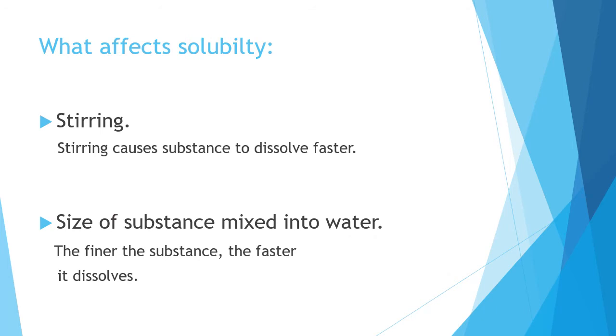Okay, so let's talk about what affects solubility. This means what things can make the material dissolve faster, or dissolve more. Okay, so first one, stirring. If you're not sure what stirring is, it is mixing using a spoon in a circle. You turn it around in a circle, that's called stirring. So stirring causes substance to dissolve faster.